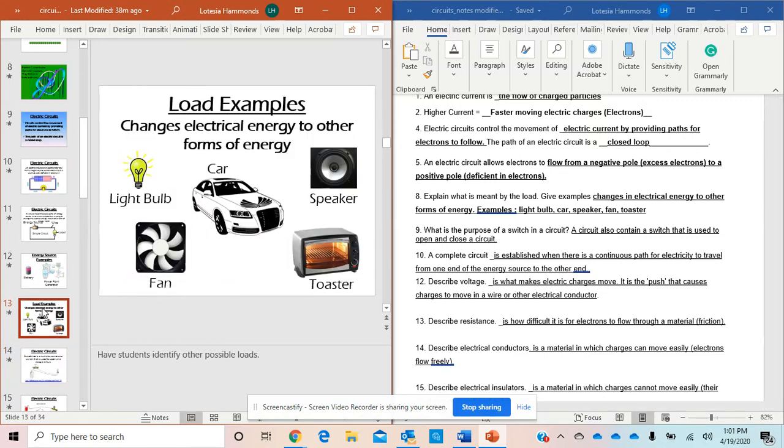And the reason why, let me just add this, the reason why these are considered examples of loads is because they receive some type of electrical energy and then they're changing it to light energy, to mechanical energy, to some type of thermal energy or wind energy. And then the speaker would be some type of sound energy.